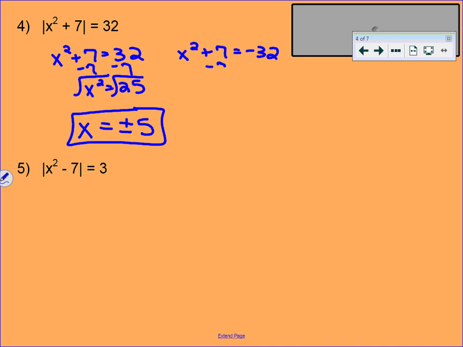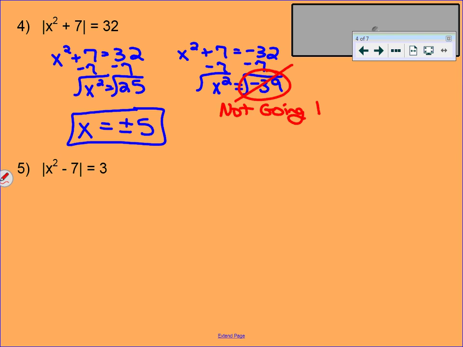If we try to do the same thing with the next equation that we have, we end up with an x squared that's equal to a negative 39. If we square root that, again, red flag shows up because we can't take the square root of a negative number. This is not going to work. This particular spot would be a no solution. So the only 2 answers that we have are our positive and negative 5.